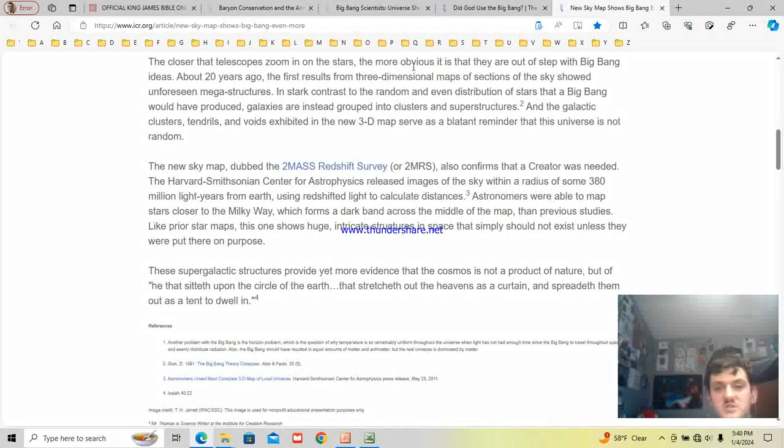The closer telescopes zoom in on the stars, the more obvious it is that it's not on the steps of the Big Bang ideas. About 20 years ago, redshift maps and sections of the sky revealed unforeseen megastructures. Instead of random distribution as the Big Bang predicted, matter was grouped in star clusters and superclusters. The clusters and superstructures are a verbal reminder that the universe is not random.